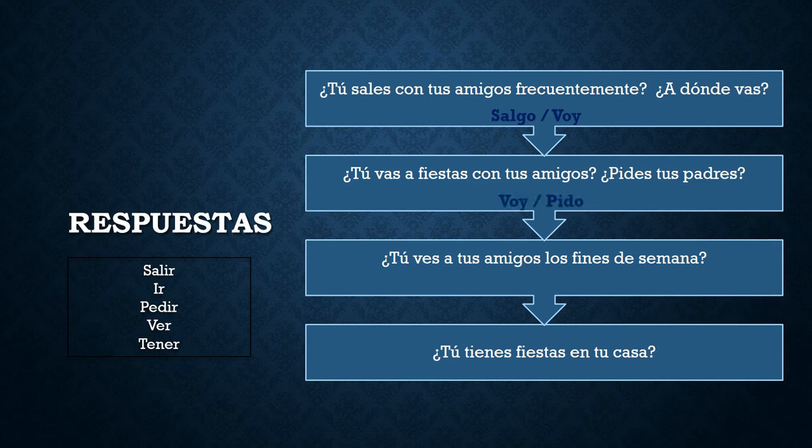All right, ¿Tú vas a fiestas con tus amigos? ¿Pides a tus padres? You'd have a voy in the first question. You'd have a pido in the second question. Now everybody's answers will be different, but you should at least have those two verbs.